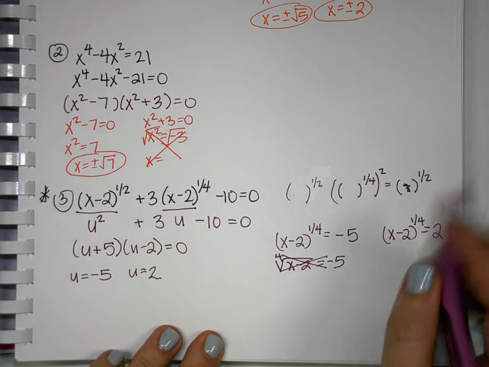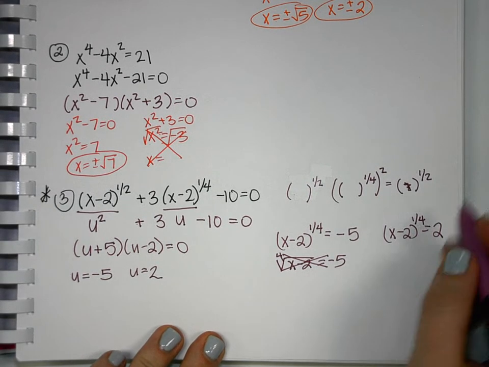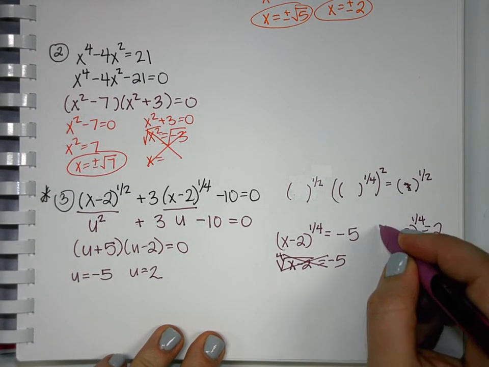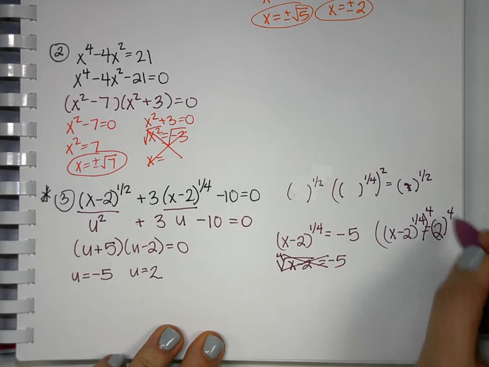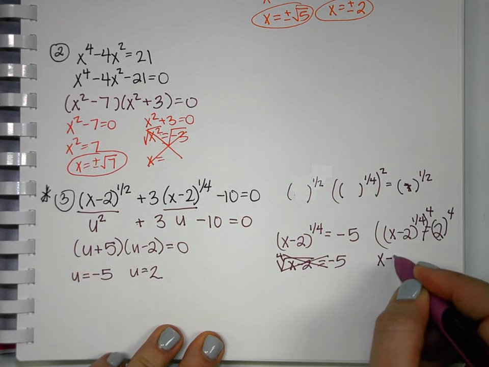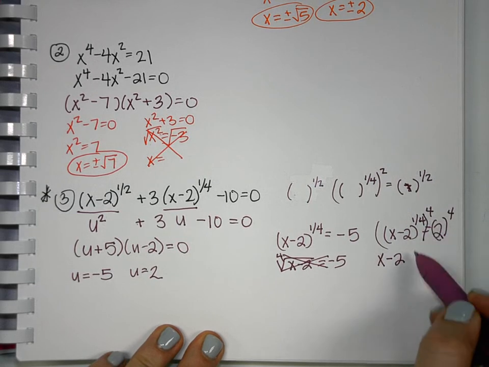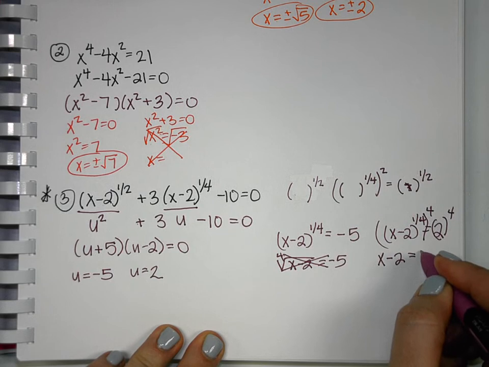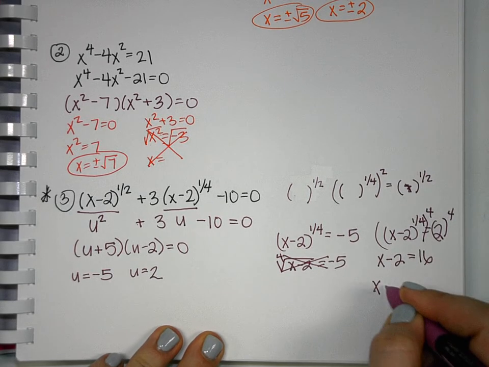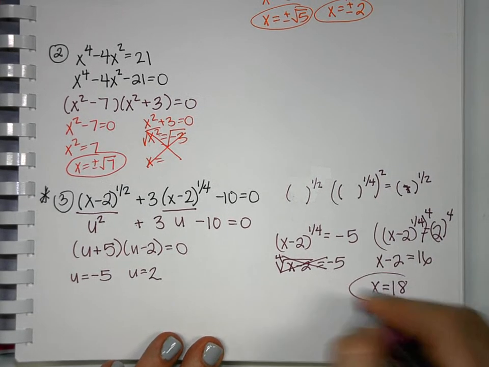Over here, again, we have a 4th root, so to undo a 4th root, you raise both sides to the 4th power. So we end up with x minus 2, because 4 times 1/4 will give me a 1 exponent. 2 to the 4th will give me 16, add 2 to both sides, and I get 18 as my answer.